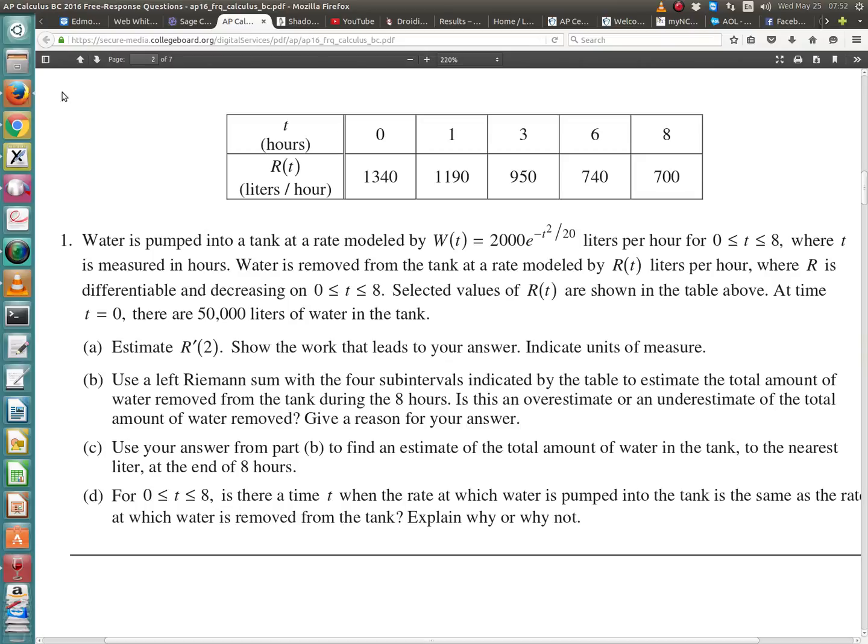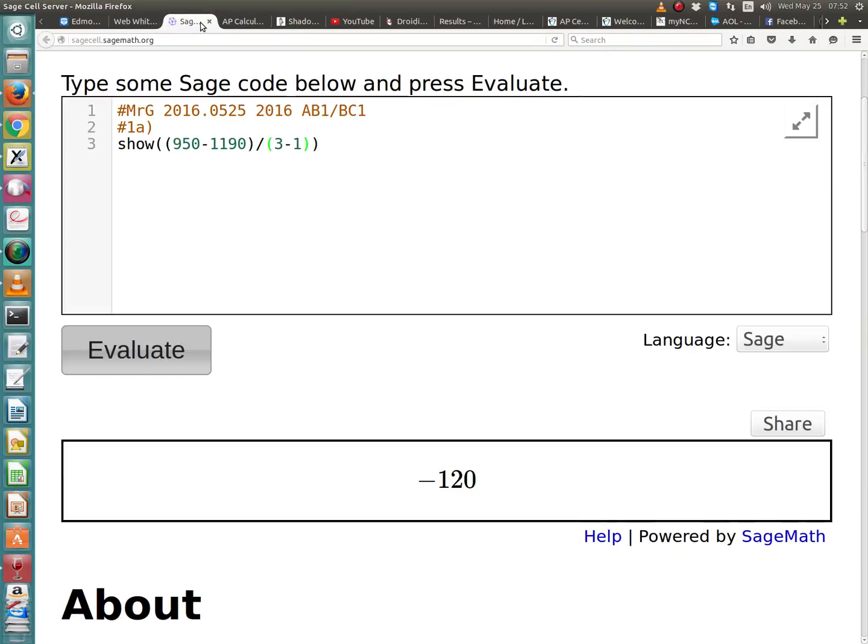Okay, so I don't know, where would we put that? Let's say, how about here? Units are liters per hour per hour. Is that how you wrote it? You took this exam a couple weeks ago, right? How did you write it?